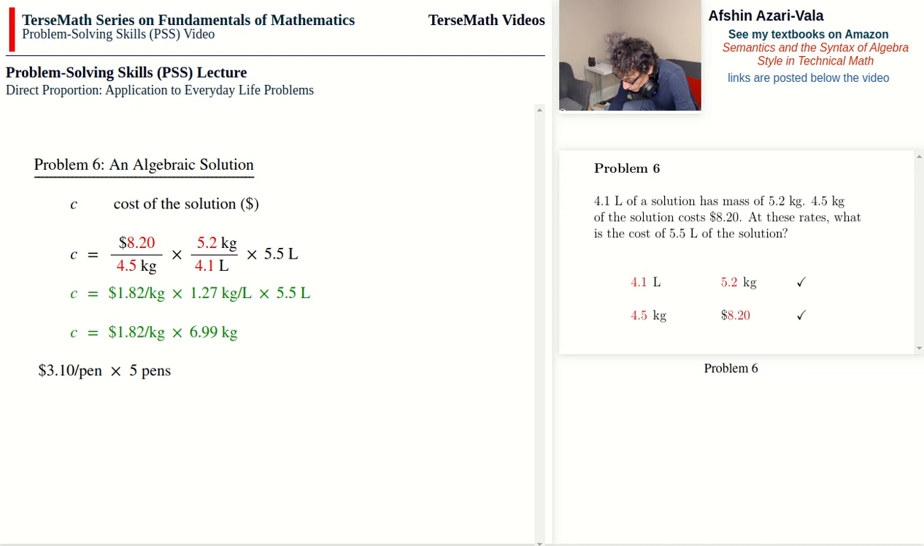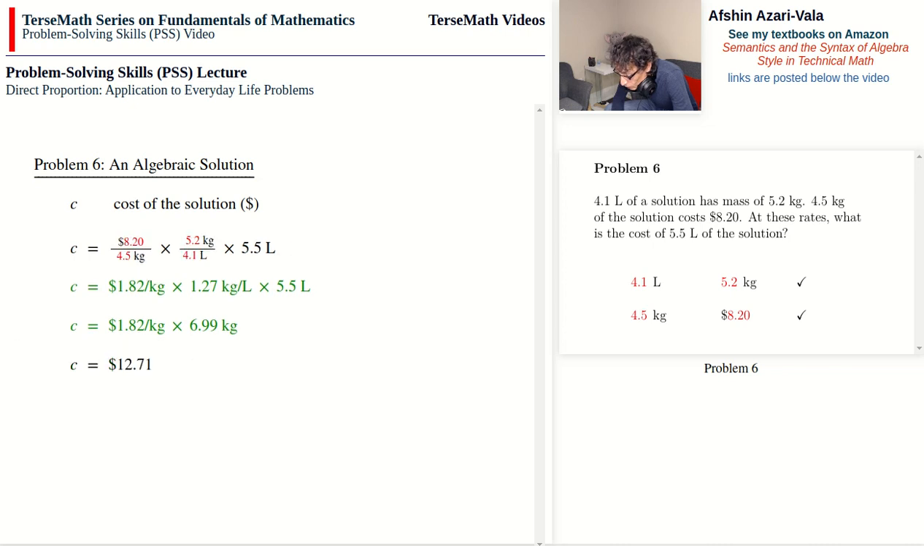Okay, let me remove what I just added down here. And therefore, we multiply 1.27 kilograms per liter times 5.5 liters to find the mass in kilograms. And then we multiply so many dollars per kilogram by the mass in kilograms to find the total cost, which is $12.71. And therefore, I can say that the solution costs $12.71.